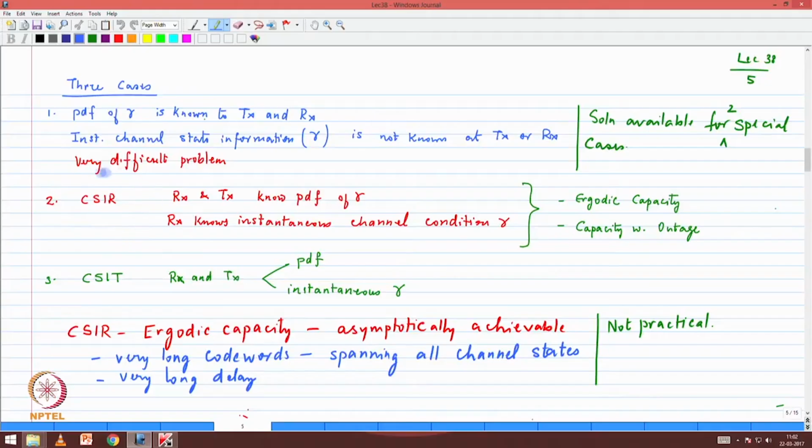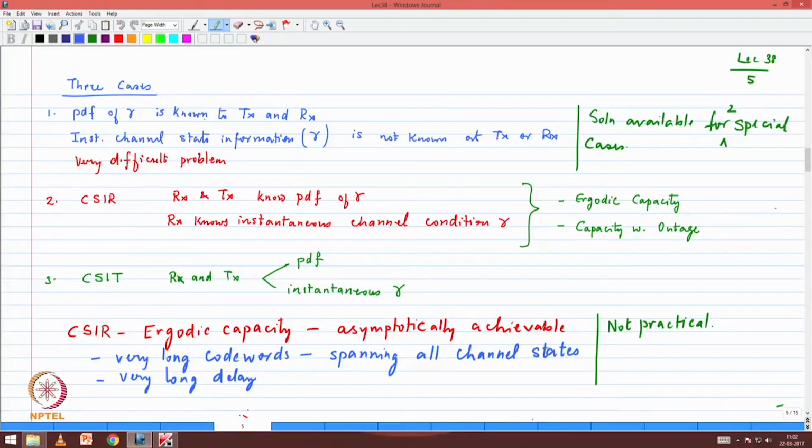What we have instead focused on are these 2 scenarios which are closer to practice, CSIR and CSIT. And CSIR is the first case that we looked at. This is a situation where the receiver and the transmitter know the PDF of gamma, and the receiver knows the instantaneous channel condition gamma. Okay? We said that under this assumption, we can then look at 2 possibilities. One of computing how do you achieve ergodic capacity. So under CSIR, it is possible to achieve ergodic capacity under a set of assumptions. We will just highlight that.